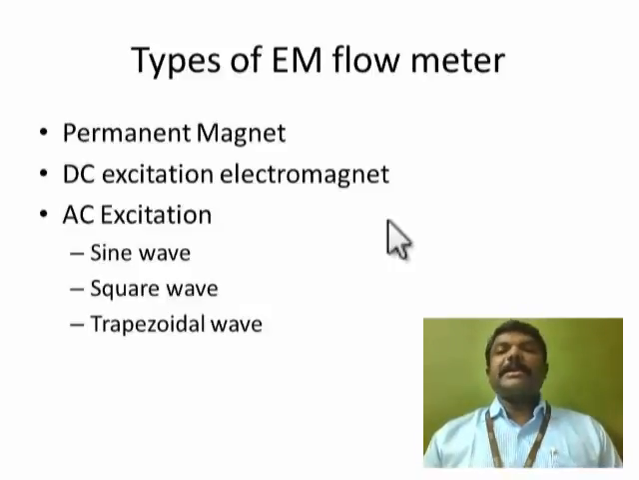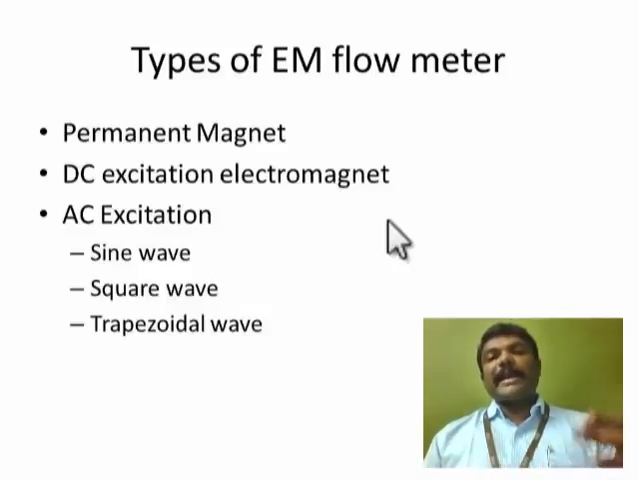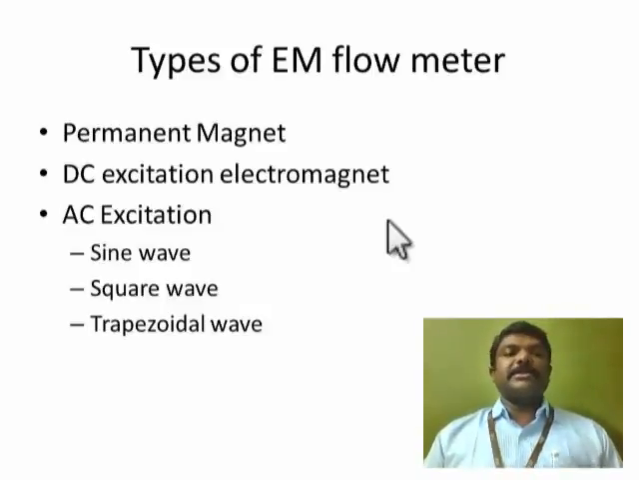An electromagnet is one which behaves like a magnet when it is electrified. When you supply an electric current, it becomes a magnet. It's a coil which performs as a magnet when the supply is on. Based on what kind of current we give to the electromagnet, we can classify the electromagnetic flow meter into two types: DC electromagnet and AC electromagnet.